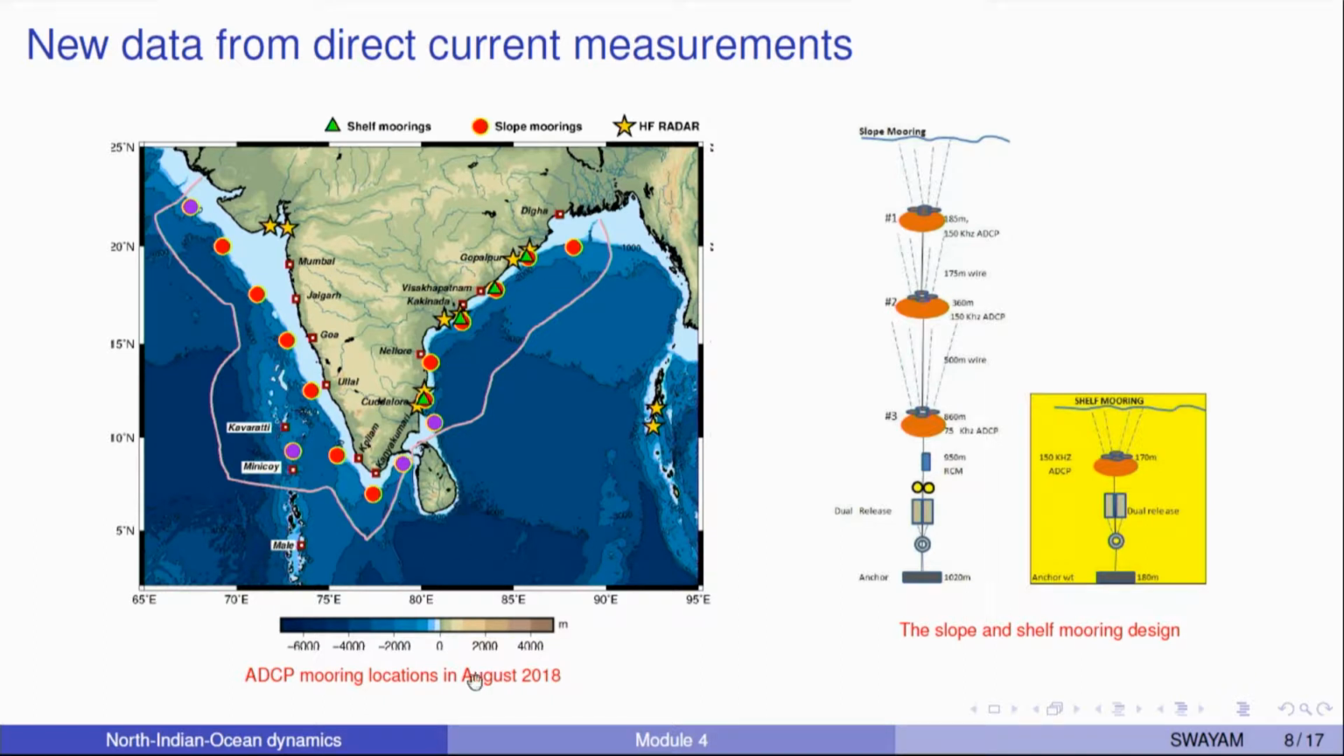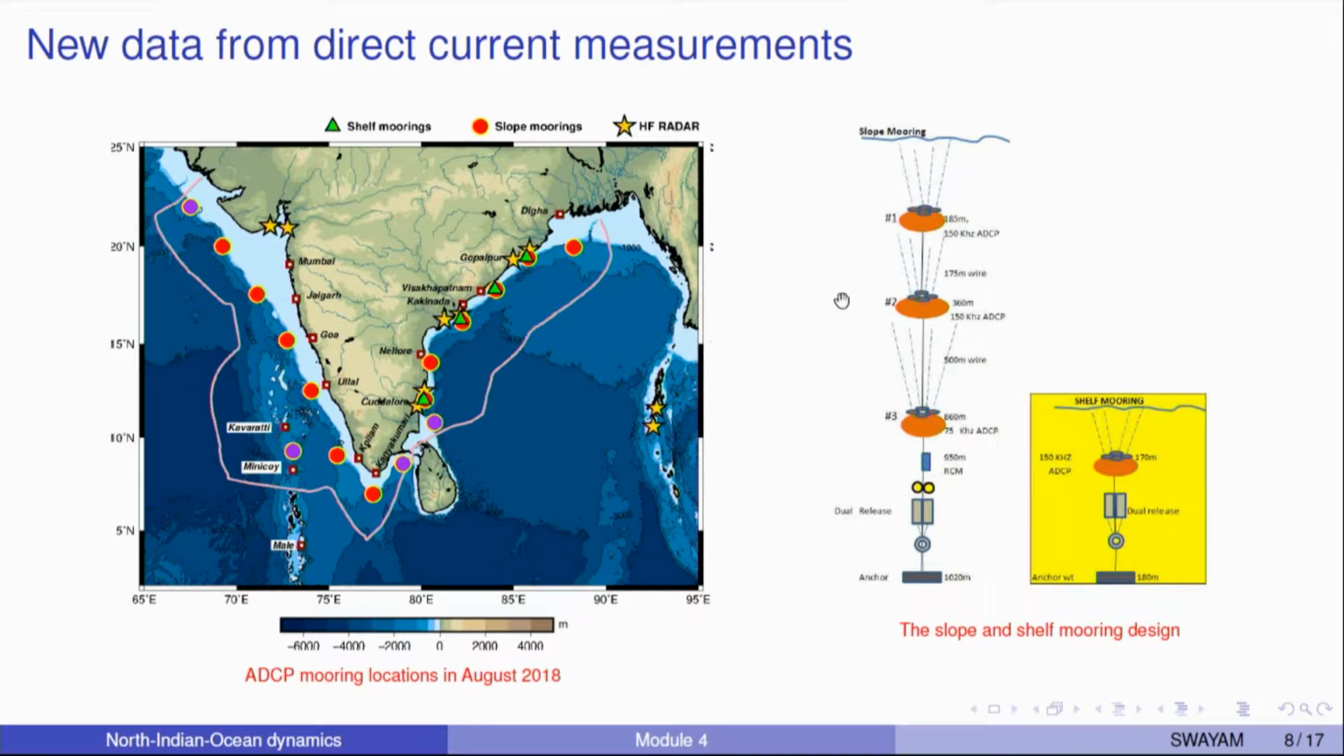Let's get back to the East India Coastal Current and West India Coastal Current. What I showed you earlier were data based on ship drifts and hydrographic measurements. But now we have data from acoustic Doppler current profiler moorings that are deployed on the continental slope and shelf of the west and east coast of India. This map shows you the mooring locations in August 2018, and I'm going to show you some data from the west coast for the West India Coastal Current and east coast for the East India Coastal Current.